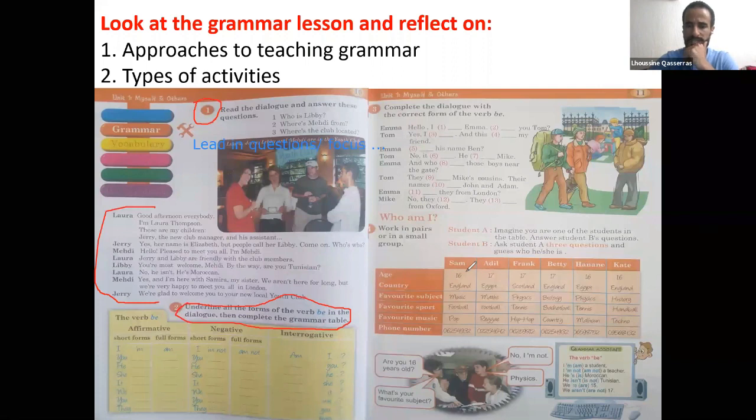It's not guided questions. Color coding. Presentation stage, color coding. Discovering, study, good. Discovering, activate, eliciting, good. Highlighting and isolating, good. Discovering the rule, excellent. Discovering, good. Mechanical task.